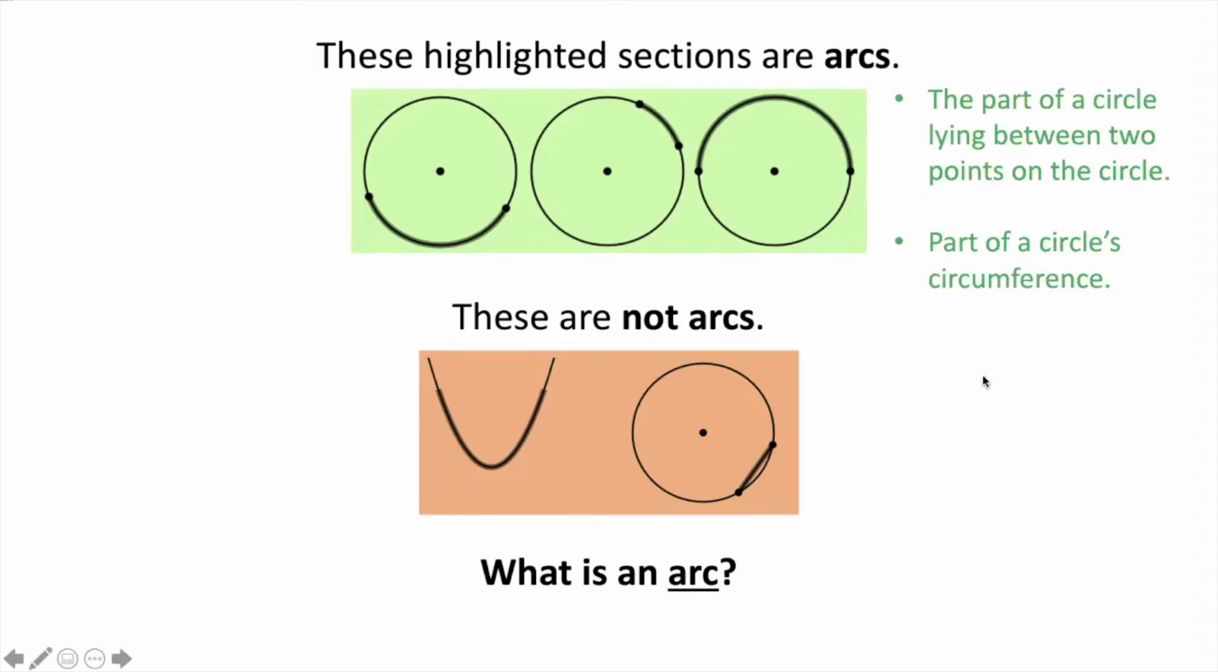So one definition of an arc is it's the part of a circle lying between 2 points on the circle. So 2 points on the circle, it's that part of it lying between those 2 points. Or another definition is it's part of a circle's circumference. So the circumference is all the way around the circle. An arc is just part of that circumference.